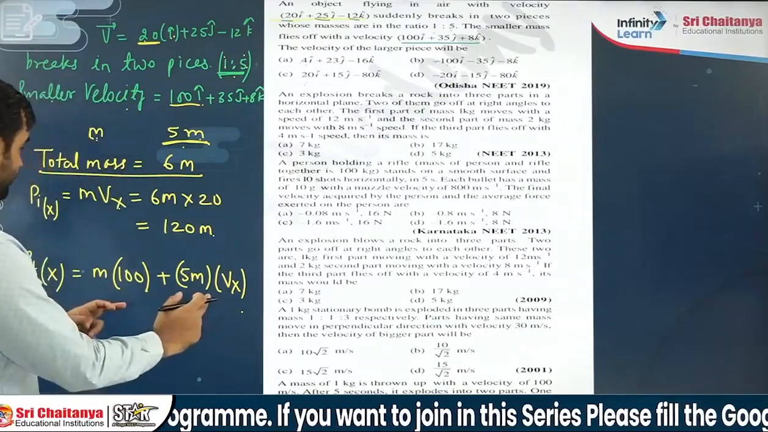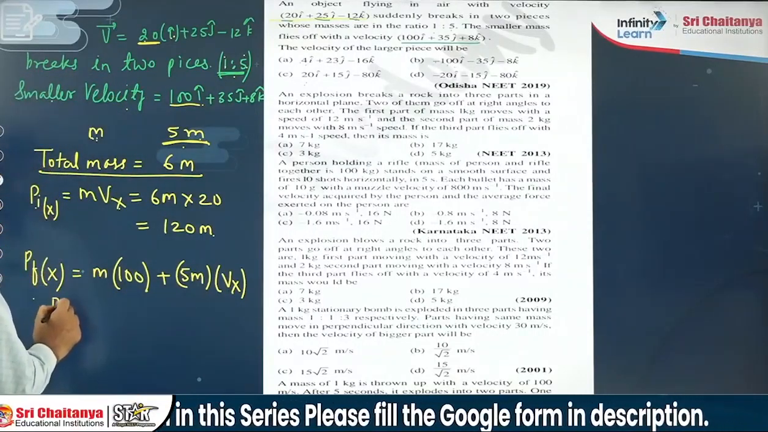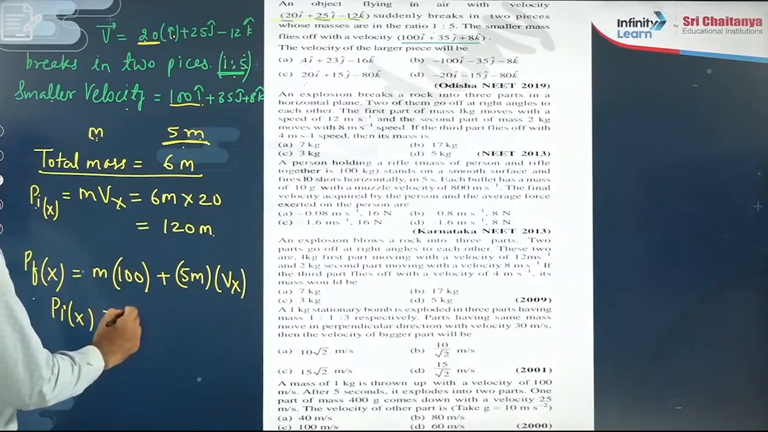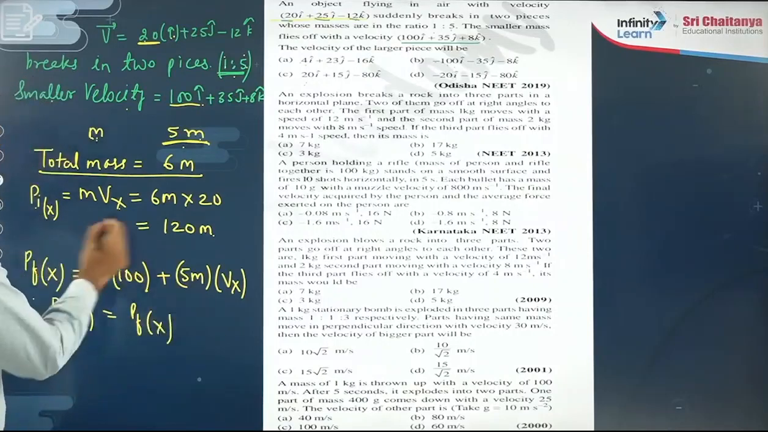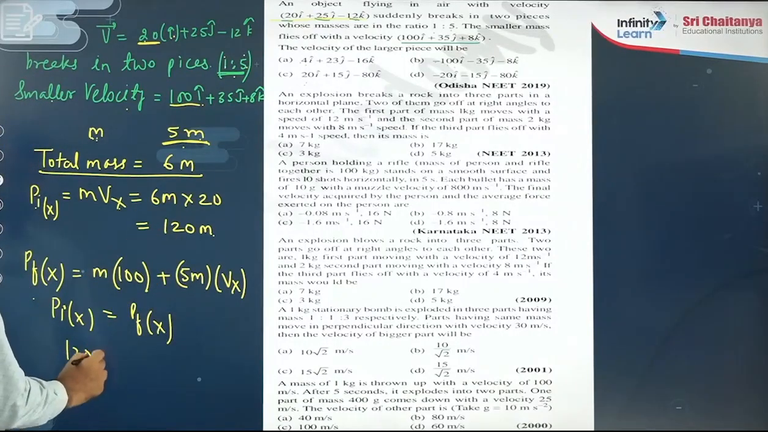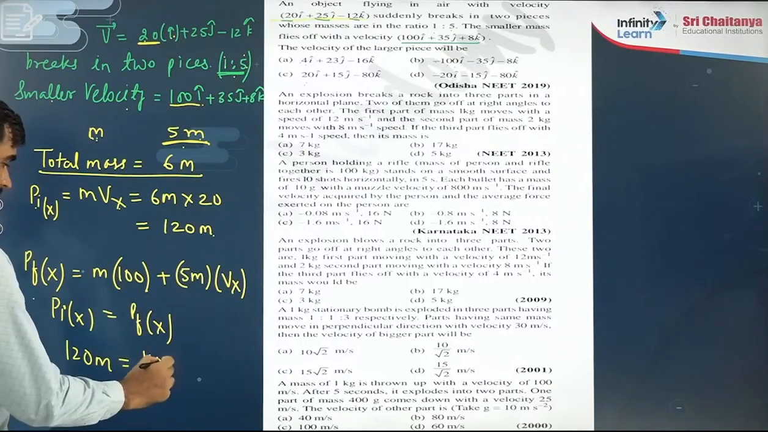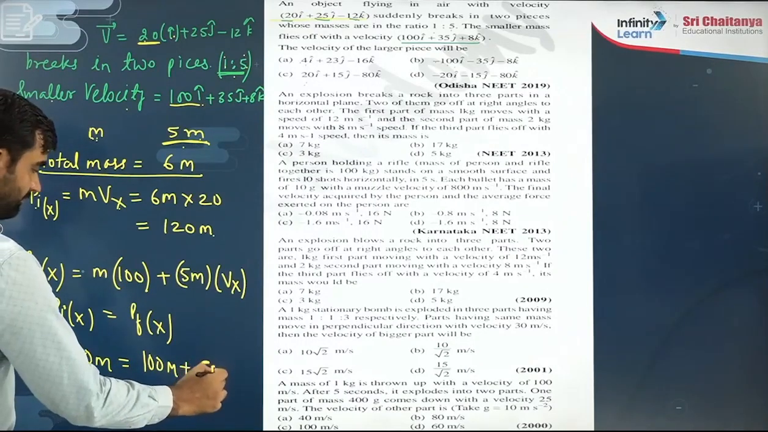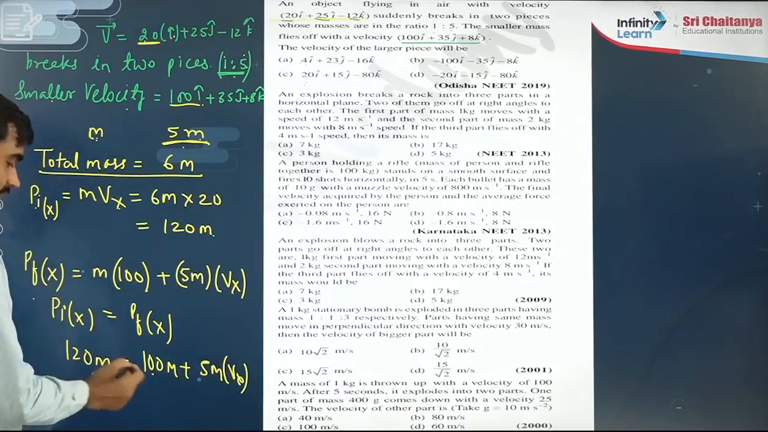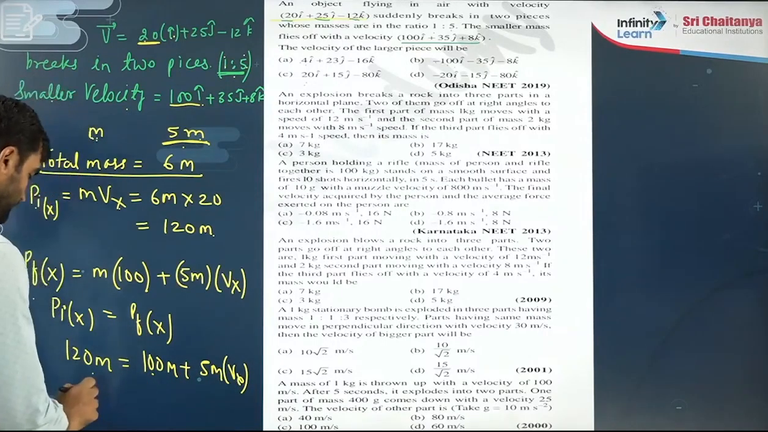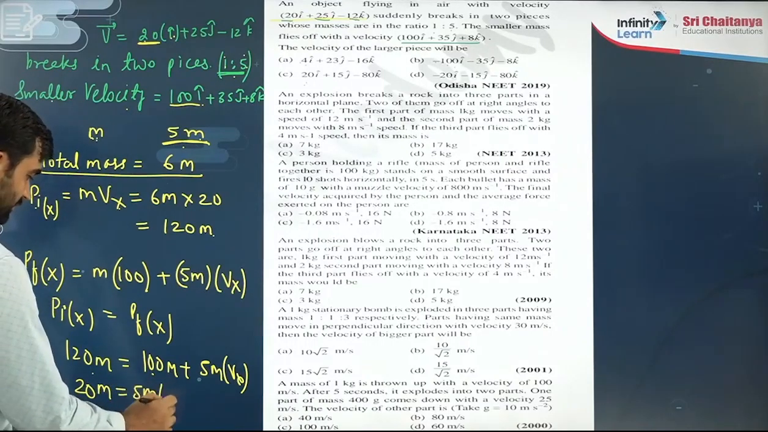This is the final momentum. So now we will put initial equal to final. So initial momentum in x direction equal to final momentum in x. Initial how much? 120m. And final how much? 100m plus 5m vx. Transfer this value to this side. 120 minus 100, how much? 20. So it is 20m equal to 5m into vx.